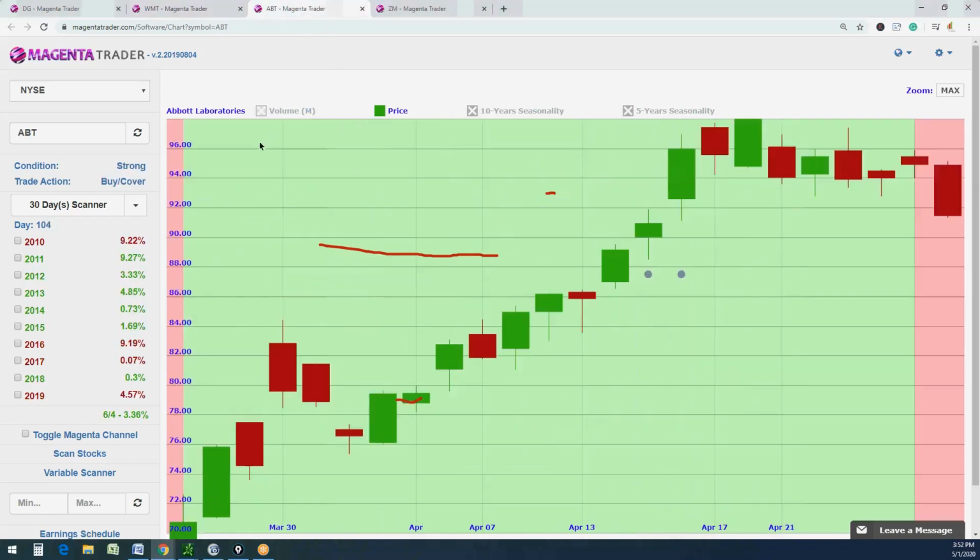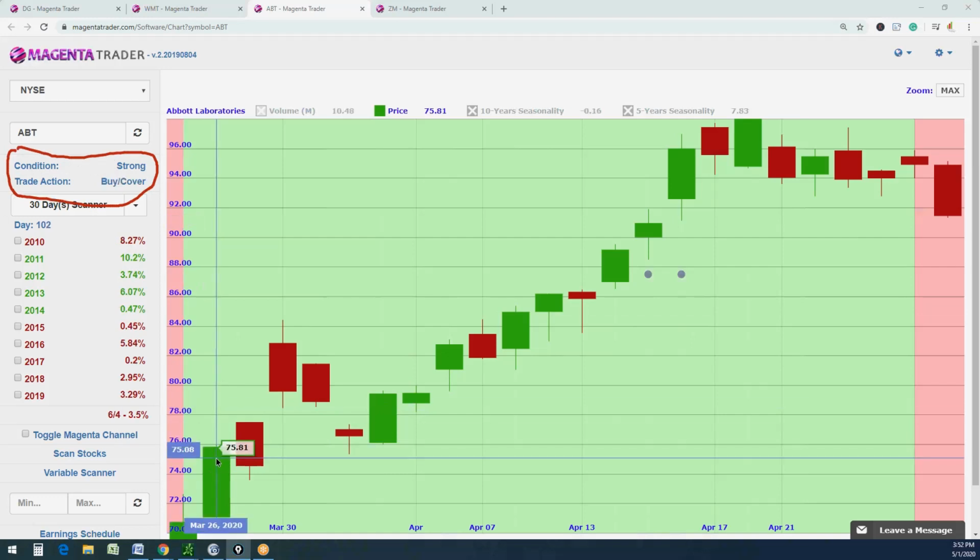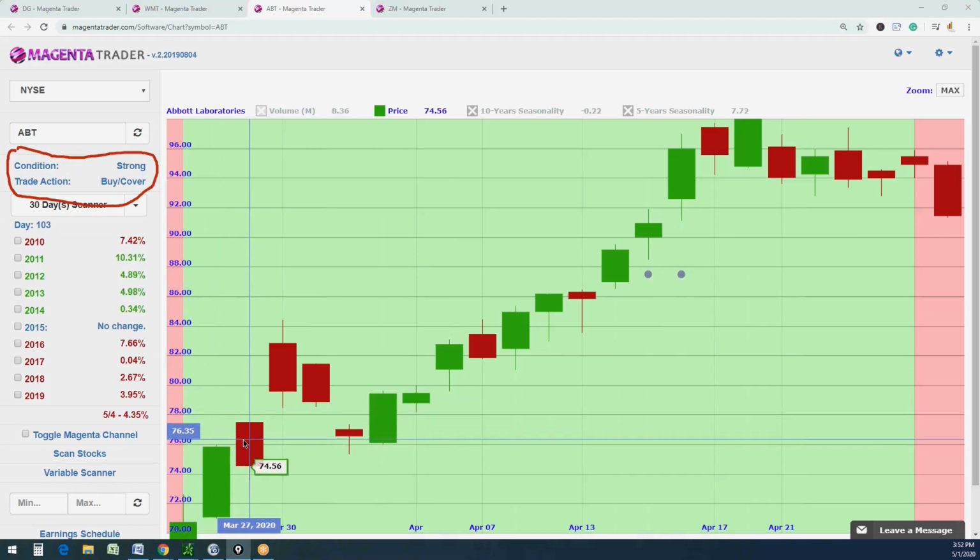Let's take a look at this stock, Abbott Laboratories. The same conditions applied. On March 26th, Magenta looked at all the technical analysis data for Abbott Laboratories and suggested, based on what is seen, the trade condition was strong and the action to take was to buy. The next day was a red candle, which technically we don't like buying on red candles, but it was showing that there was still buying take place, which is kind of interesting.